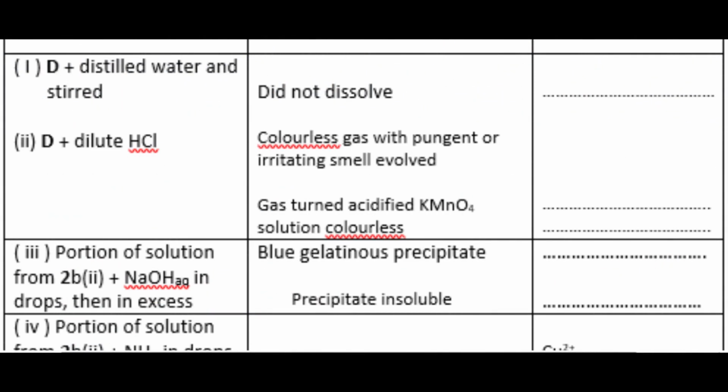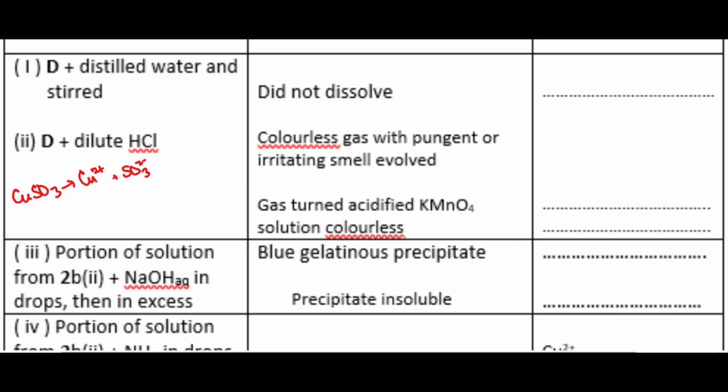We are told that D plus distilled water and stirred did not dissolve. When D was added to distilled water, it did not dissolve, right? Which makes sense. From what we have done so far, you could easily tell that that salt is actually CuSO3. Yes, it contains Cu2+ and SO3 2-. And most trioxosulphate 4 salts are insoluble in water, apart from potassium and sodium, or the group 1 trioxosulphate 4. So this makes sense a bit.